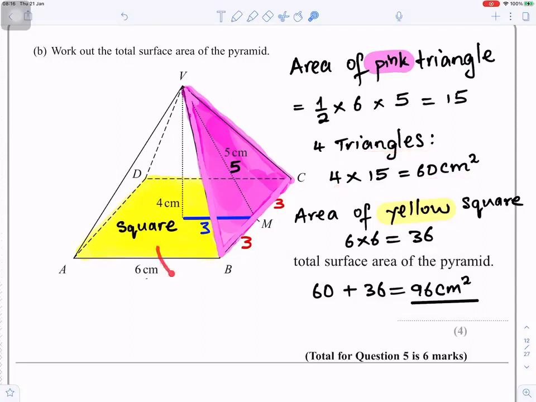Now the area of the yellow square at the bottom: area of a square is base times height, 6 times 6, which is 36. So the total surface area is the 60 centimeters squared for the 4 triangles plus the 36 for the square. That gives you 96 centimeters squared.